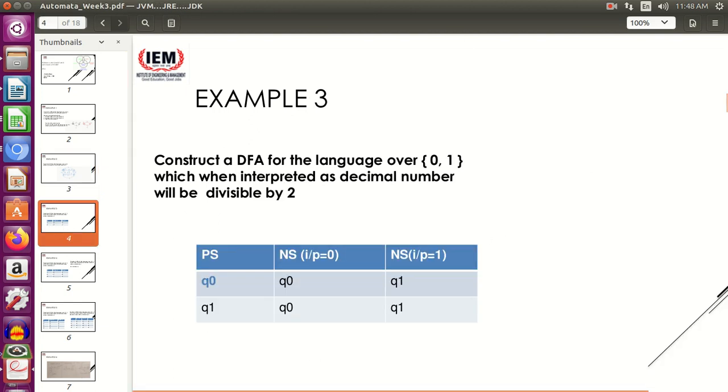So this is another variety of question. Here you have to construct a DFA for the language over 0, 1. Mind it, here the alphabet set has changed: 0, 1, which when interpreted as a decimal number will be divisible by 2.